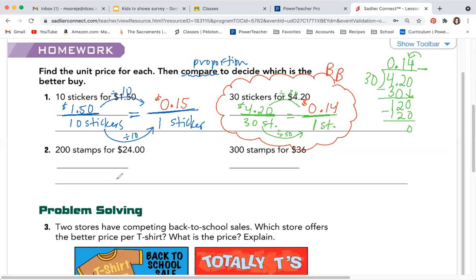Okay, let's do number 2 on your own. Set up the proportions, do the division for each. And I'm just going to work slowly. So every now and then pick up your head and compare your work to mine. Okay, number 2, go for it.